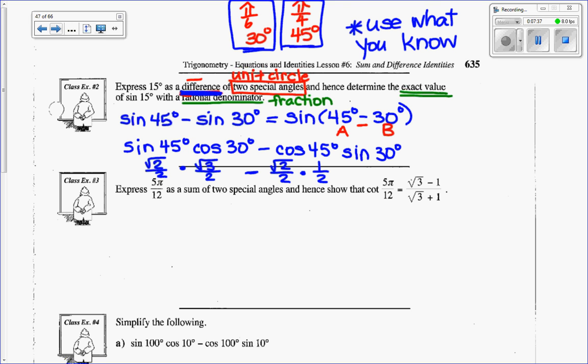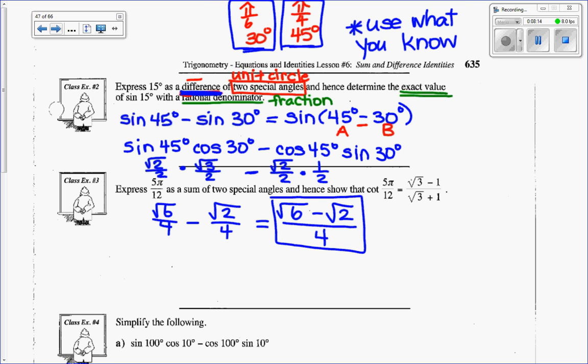Okay, so I'm just going to keep going down. Hopefully you have enough room. When I multiply fractions, I just multiply numerators and denominators. So this is root 6 over 4 minus, and on this side I've got root 2 over 4. Now we have common denominators. That's beautiful, so I can subtract. Okay, but remember with radicals, this does not mean root 4. Root 6 minus root 2 has to just stay root 6 minus root 2. You can't subtract those, okay? And it's all over 4.